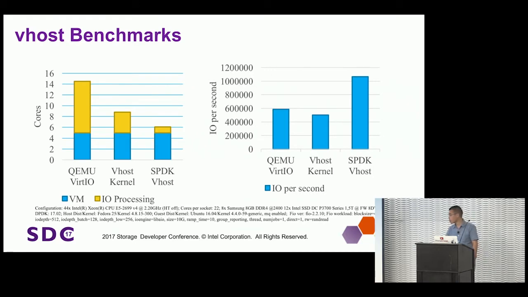And the right diagram shows the performance comparison. It shows that with such a configuration in the left diagram, SPDK's performance is still much better than QEMU virtio and the vhost kernel. If we calculate the per core performance, I think SPDK vhost will be much better. Maybe it is about 10x better than the existing QEMU virtio solution.